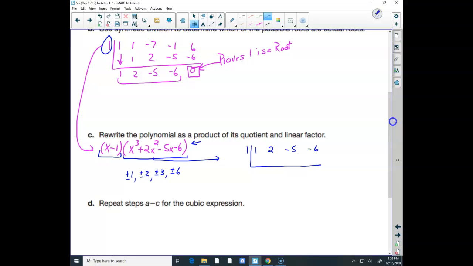Now, really, I never synthetically divide out positive 1 because there's a shortcut. Notice all these coefficients I had up here. Notice if I add them, 1 plus 1 plus -7 plus -1 plus 6, those add up to 0. And if that's the case, this only works for positive 1, positive 1 will be a root, okay?